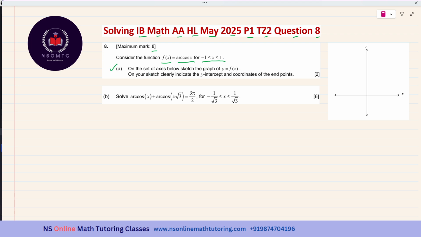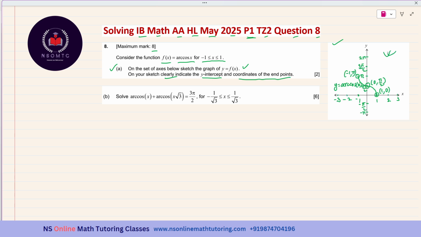Part A's question is on the set of axes below. These are the set of axes. Sketch the graph of y equal to f of x, and this is a paper 1 question. You will not be having the calculator with you. On your sketch, clearly indicate the y-intercept and the coordinates of the endpoints.